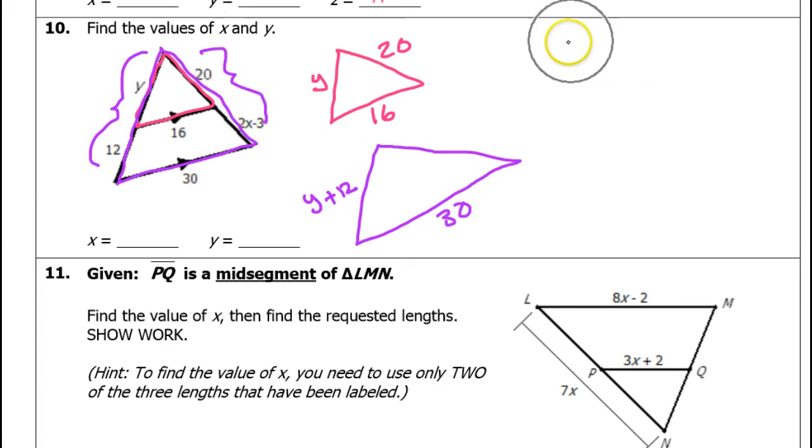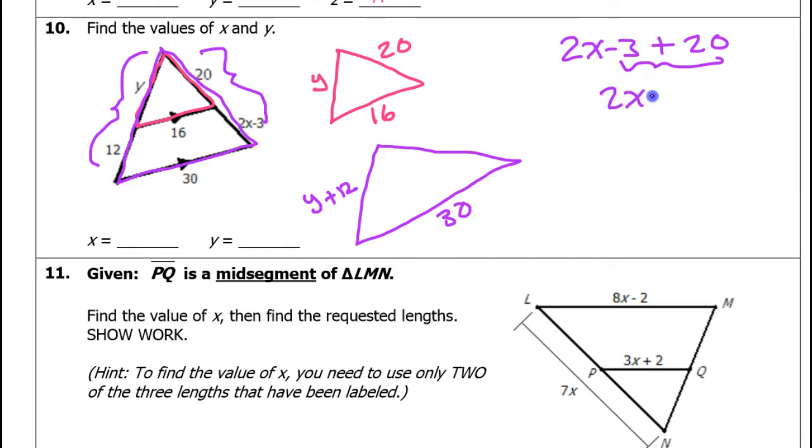Now, I'm going to erase this in a second, but I need to take 2x minus 3 and then I need to add 20, because I'm adding these together, just like I'm adding these together. But I've got like terms right here, so this is going to give me 2x plus 17. So that's what this is, 2x plus 17.